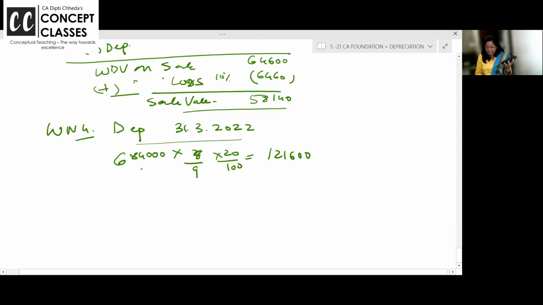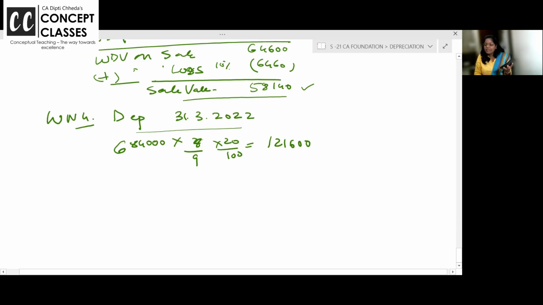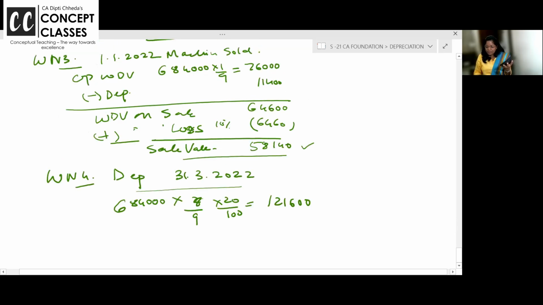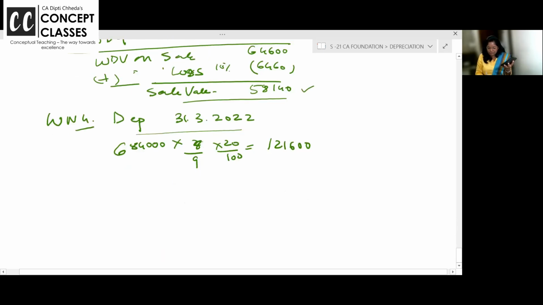121,600. 6,84,000 is for 9 machines. One is already sold. Now for 8 machines, because one more just now you sold. Here it is. And on that 20% depreciation. Clear? Right? And 684 may say 1/9 of the machine is 76. So you can get the WDV also of this machine. WDV of this machine is 684 ka 8 by 9. That is the value. 6,84,000 into 8 divided by 9 is coming to how much?